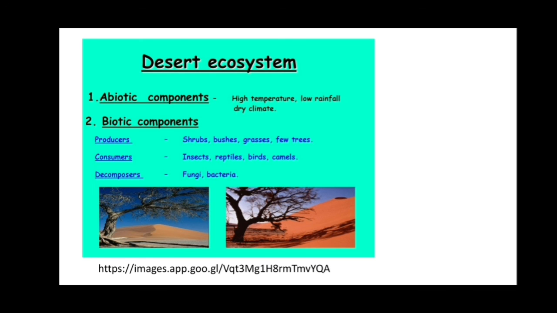The desert ecosystem: as we know, the ecosystem is the integration of abiotic and biotic components. You can see abiotic components are soil, high temperature, low rainfall, the dry climate and water. Again, biotic components include producers, consumers and decomposers. Producers are the autotrophs, that is shrubs, herbs, grasses and a few trees. Consumers are insects, reptiles, birds and camels. Decomposers are the organisms that feed on the decay of the leftovers of animals and dead plants. They are fungi and thermophilic bacteria.